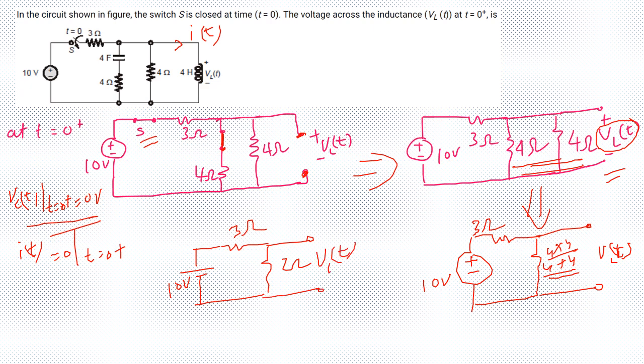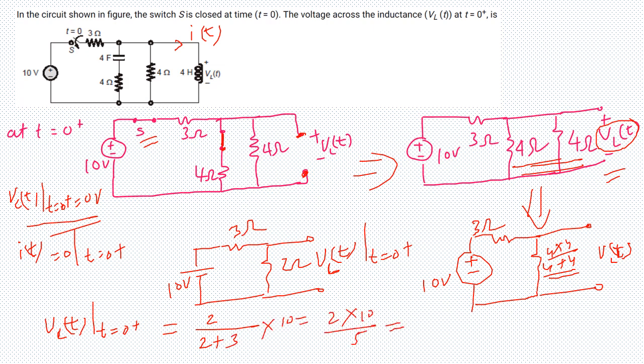Now VL of t at t equal to 0 plus will be, by the simple voltage division rule, 2 over 2 plus 3 into 10, or 2 into 10 over 5. This will give me 4 volts. Hence VL of t at t equals 0 plus is equal to 4 volts. So 4 volts is our answer to this question. So that's how you can solve this question. Thanks for watching.